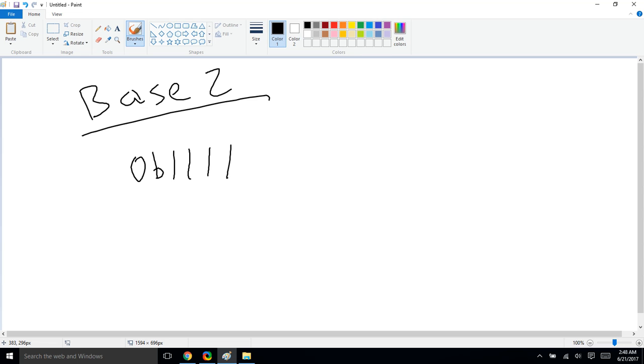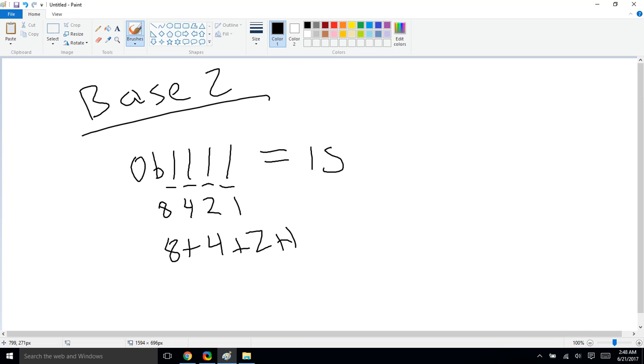So what is this equal to? This is a value that comes up in programming. So we have a 1 in the 1's place, a 1 in the 2's place, a 1 in the 4's place, and a 1 in the 8's place. So this is going to be equal to 8 plus 4 plus 2 plus 1. If you add that up, that is 15. And that also happens to be F from hexadecimal. So the largest digit in hexadecimal is equal to 4 1's in binary.